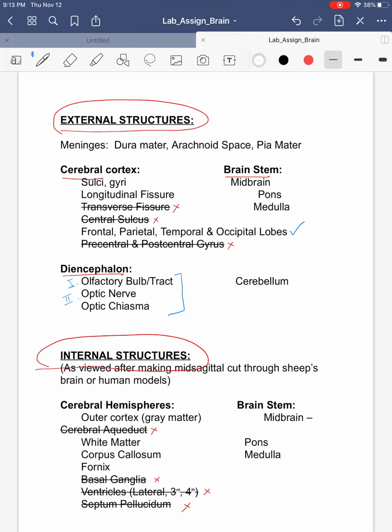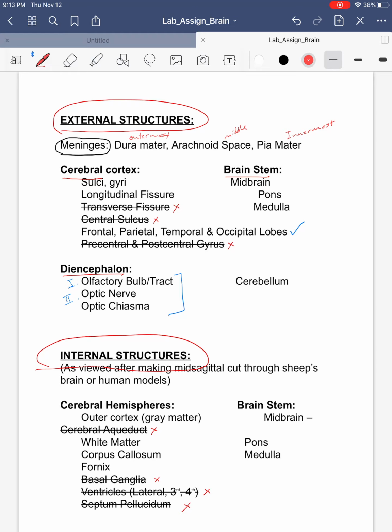All right, I didn't cover the meninges. I'm going to let you review those on your own. I know you talked about it in lecture. Dura mater is the outermost cover of the brain, and you'll see this in the sheep brain dissection video. The arachnoid is the middle covering, and the pia is the innermost covering. These are the coverings of the brain. And actually, they do cover the spinal cord too.